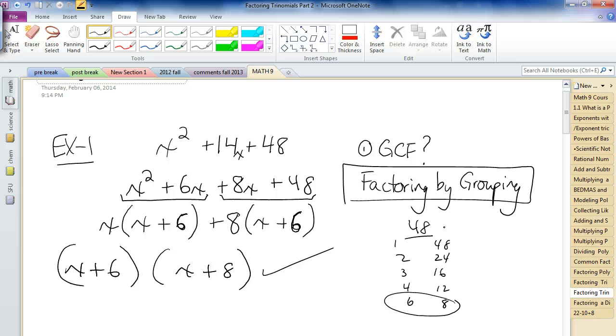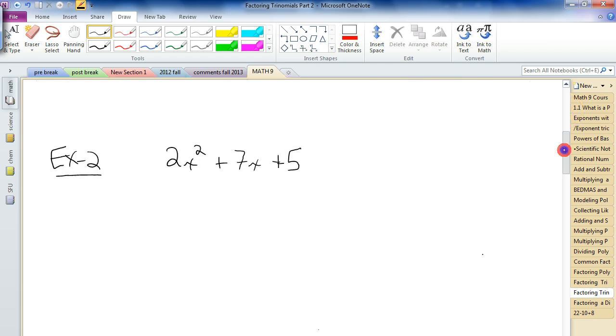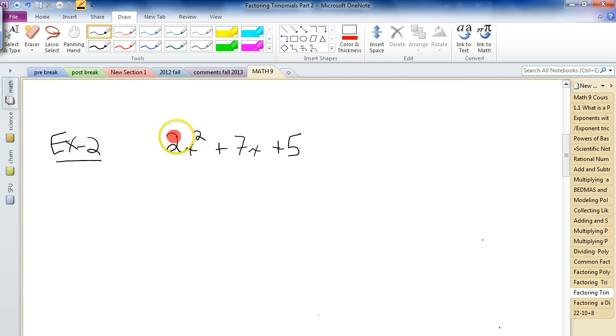Yeah, it's more painful than the other method, where you just did the brackets and figured out that 6 and 8 go there. But that wasn't the point. The point was to show you how factoring by grouping works, because the easy method doesn't work when you get down to questions like this. There's a number in front. But it's the same deal.